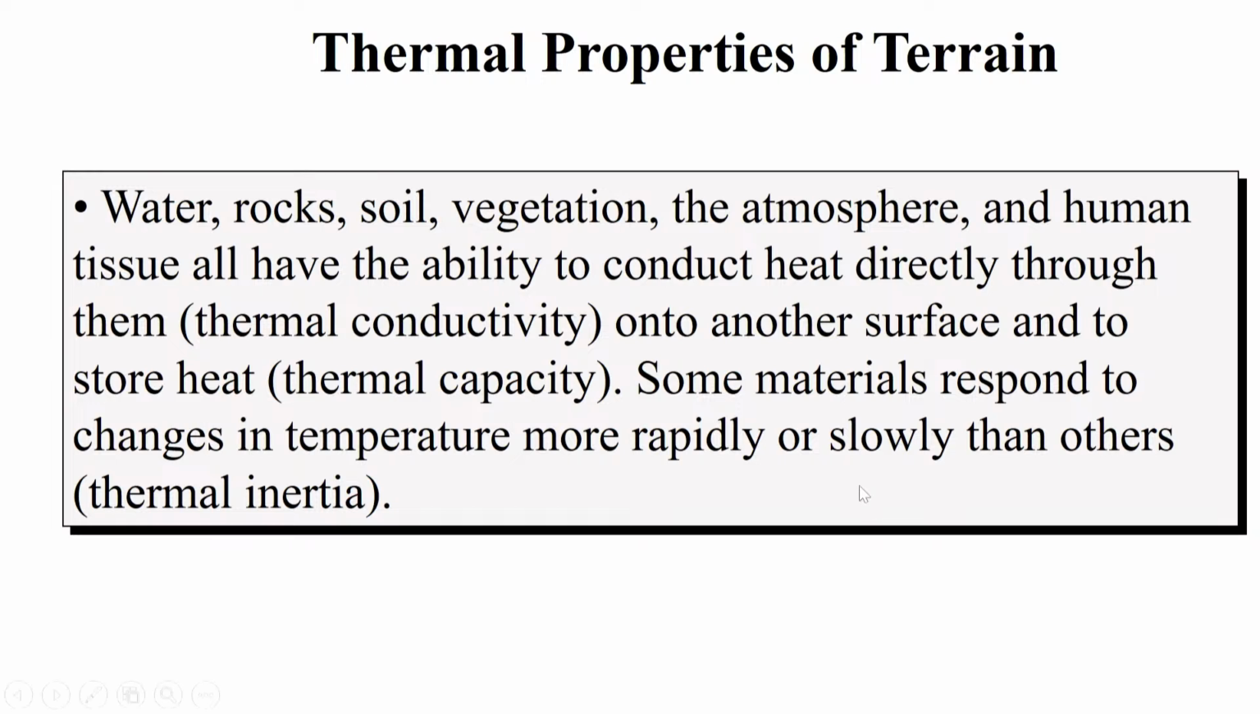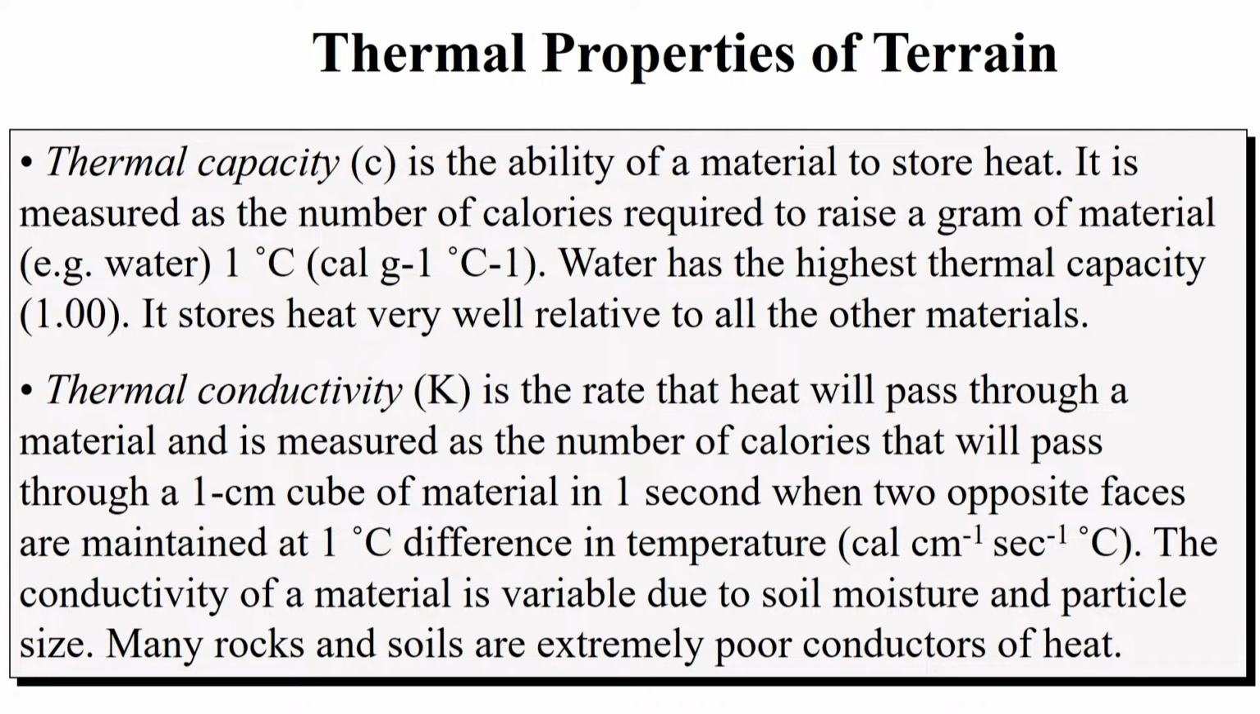Now we are going to quickly talk about the thermal properties of the terrain. Here we can see that water, rock, soil, vegetation, atmosphere and human tissues all have the ability to conduct heat directly through them, that is the thermal conductivity, onto another surface, and to store heat. Storing the heat is the thermal capacity. Some materials respond to changes in temperature more rapidly or slowly than others, that is the thermal inertia. So mainly we are going to talk about these three properties: thermal conductivity, thermal capacity and thermal inertia.